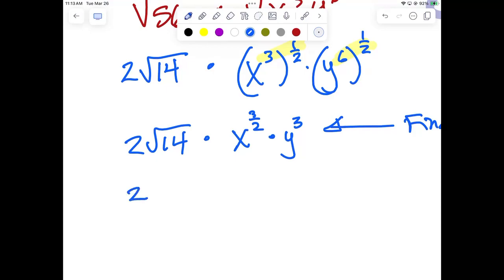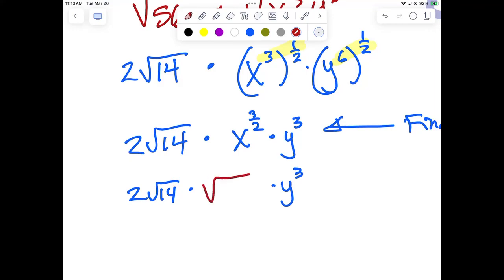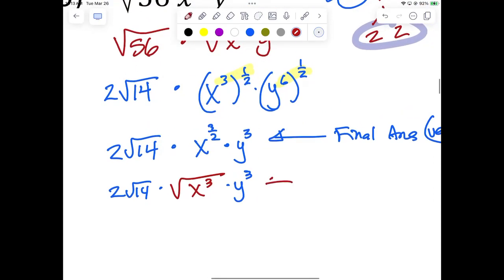Now, let's do this. Since it started as a radical, let's go ahead and put the x to the 3/2 back in radical form. What would x to the 3/2 be back in radical form? Square root of x to the 3rd. Good. So this is final answer version number 2.